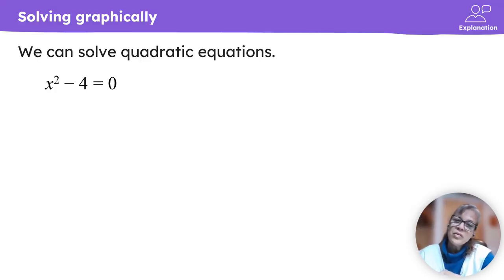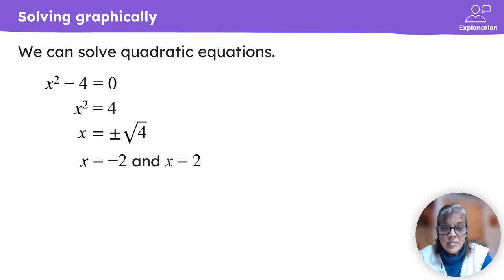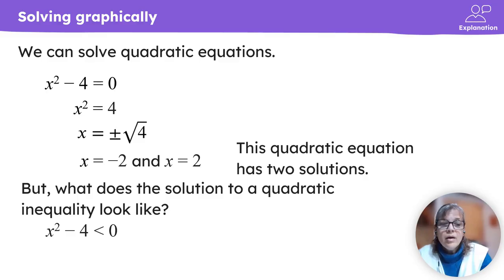We know how to solve quadratic equations. We've talked about different ways to do that: by factorizing, completing the square, using the formula. We know that sometimes with a quadratic, when we solve it, we get two different answers. This particular quadratic equation has two solutions. It's a difference of squares. But if I said that instead of an equal sign, it was an inequality, what would that look like?